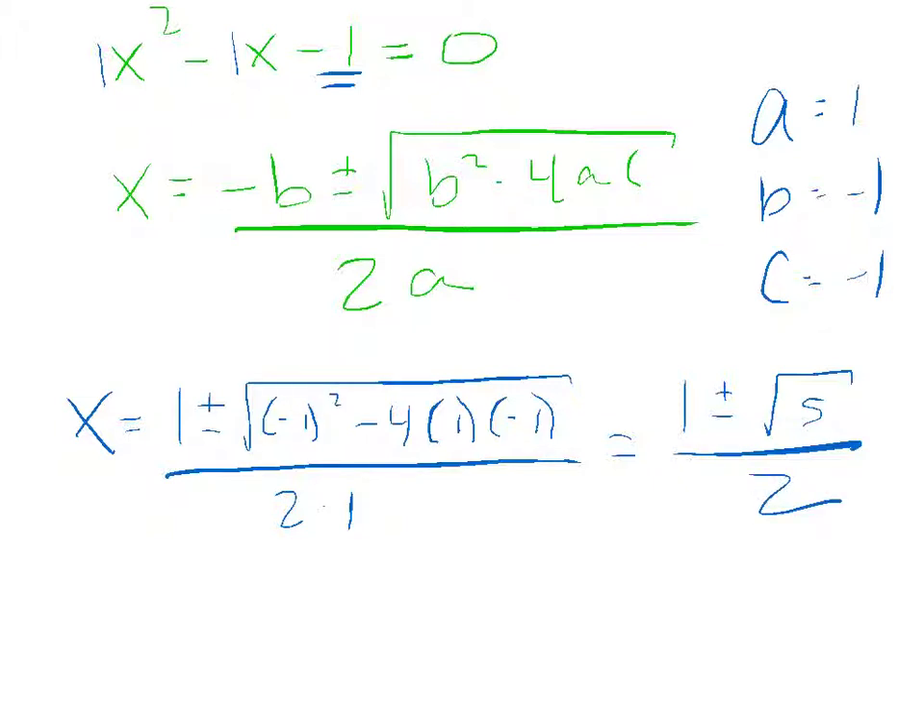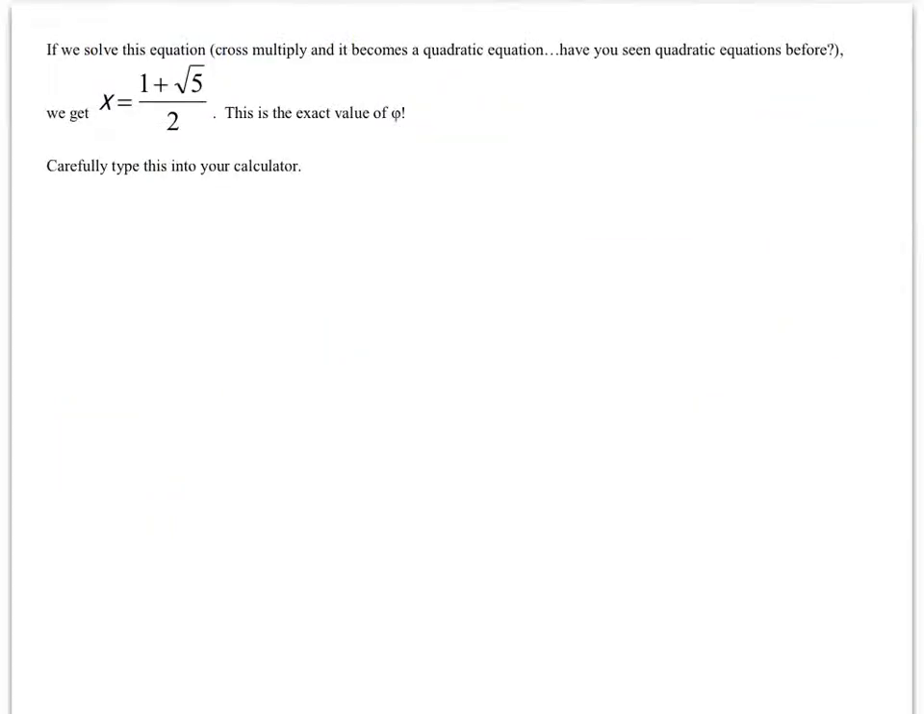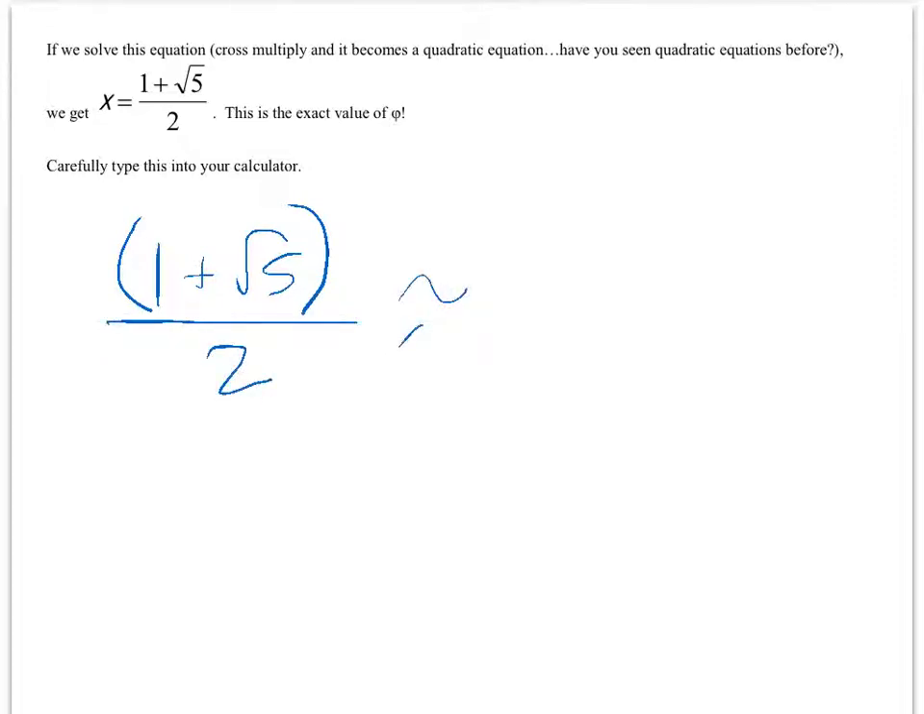And if I just look at the plus, 1 plus square root 5 over 2, that is one of the solutions to the equation. And if we type that into the calculator, 1 plus square root 5, put parentheses around it, press enter, and then divide by 2, you get 1.61803, that crazy number that popped up using the Fibonacci ratios. 1 plus square root 5 over 2 is the exact value of phi.